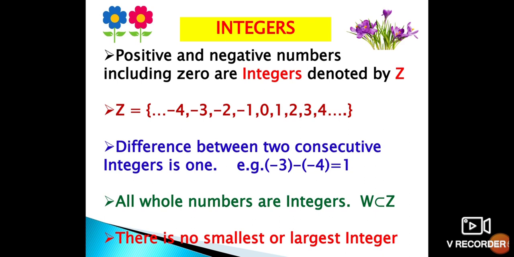So these are the integers. Here is one more thing you should know: minus 3 is bigger than minus 4. Whenever there is a negative sign, the bigger the number, the lesser the value compared to the other negative number. That's why minus 4 is smaller than minus 3. Other numbers are like that.